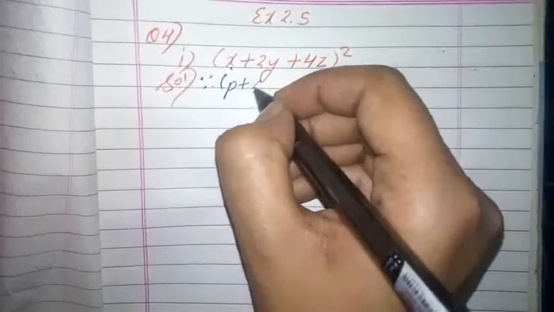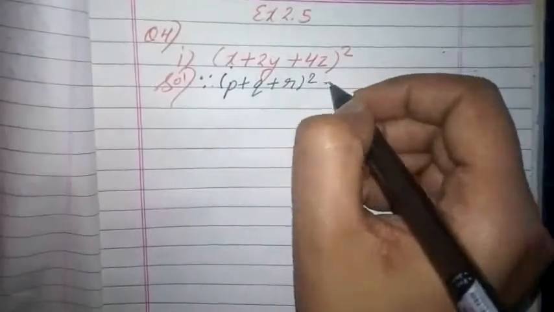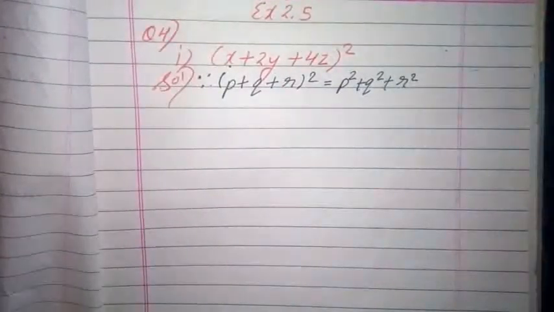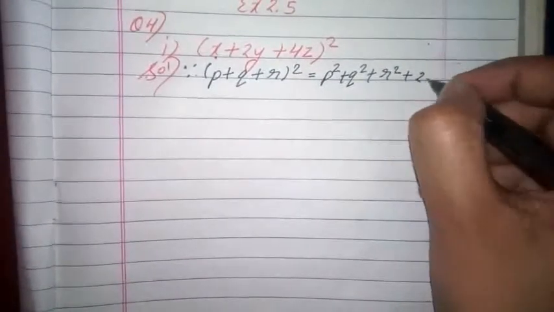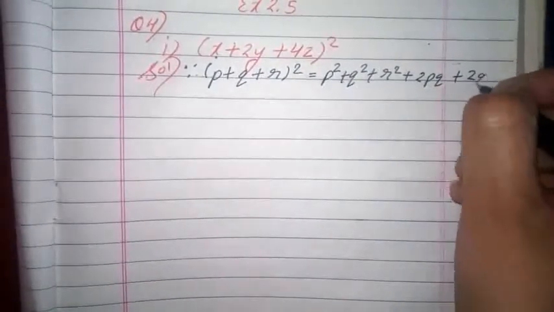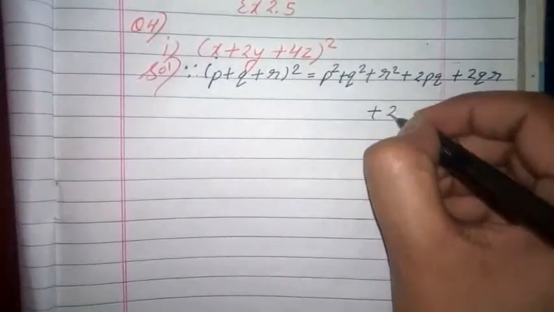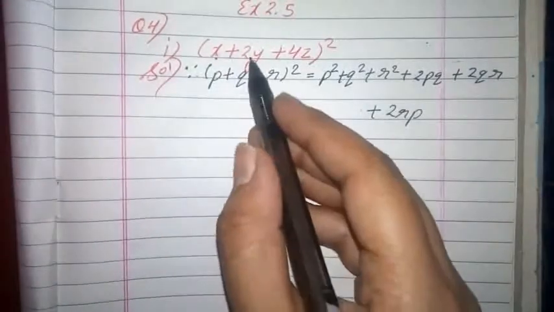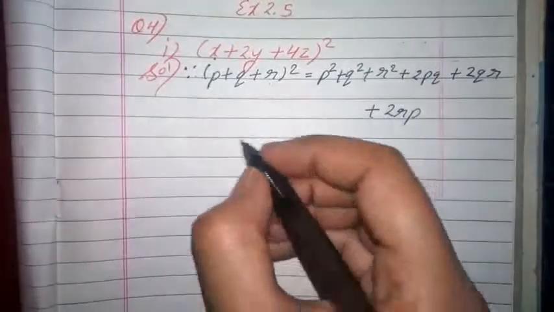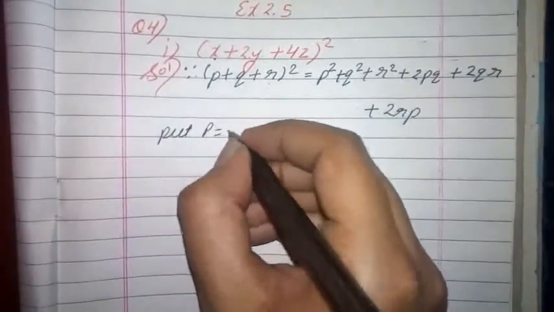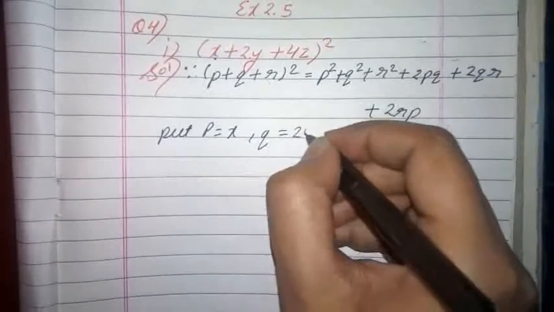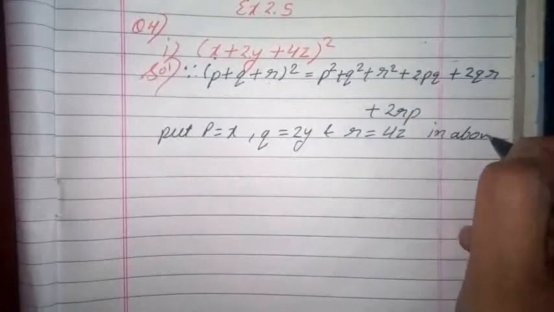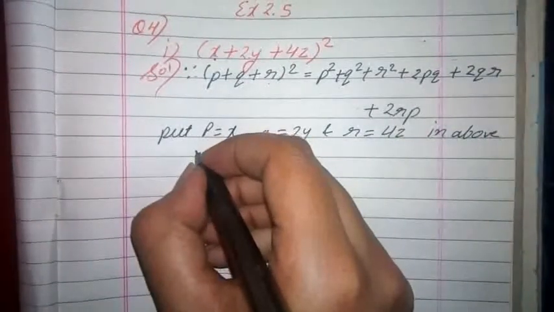So the whole square of p plus q plus r is equal to p square plus q square plus r square plus 2pq plus 2qr plus 2rp, where p equals x, q equals 2y and r equals 4z. Put p equals x, q equals 2y and r equals 4z in the above identity, which is identity number 5.